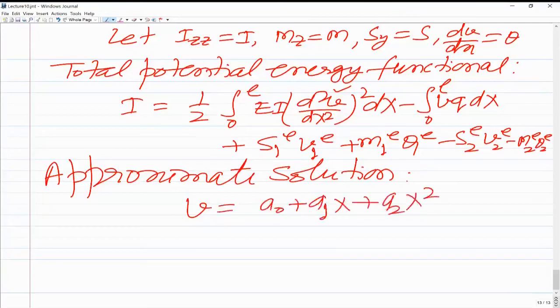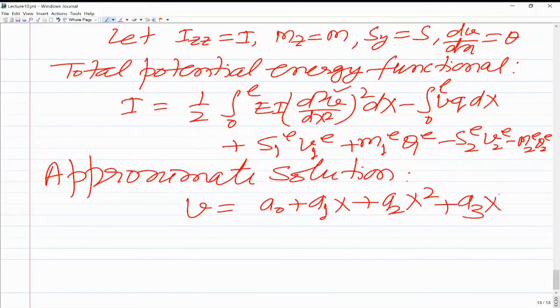But if we just have these three terms, then we have only three constants A0, A1, and A2. But there are four elemental degrees of freedom: V1, theta 1 and V2, theta 2. So we should have at least four unknowns. And why do we have V1, theta 1 and V2, theta 2 as degrees of freedom? Because we want primary variables V and dV by dx, which is denoted as theta, as degrees of freedom at the end nodes. So both side two nodes becomes 4 degrees of freedom. So then we have to have basically four terms in the approximate solution.